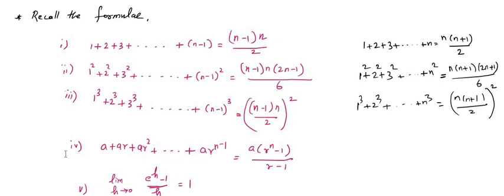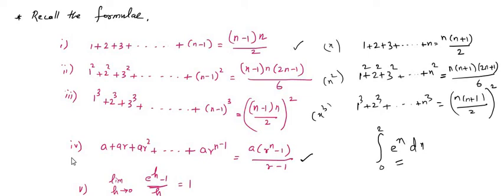Okay, where will we be using this formula? Suppose the question contains e power x. For example, integral 0 to 2 e power x into dx. If the question has e power x, we will be using this formula. Wherever the question contains an x term, we will be using the first formula. Wherever we have an x square term, we will be using the second formula. Whenever we have an x cube term, we will be using the third formula. Whenever the question contains an e power x term, e power x or e power 2x, whatever it may be, that is an exponential function, we have to use this formula.